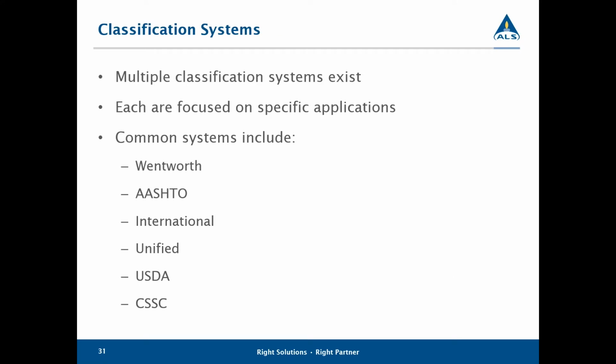When we're approaching any type of particle size analysis and trying to classify it, there are a number of different systems that can be used. Each system has its own purposes and applications depending on the client's needs. Some common systems are the Wentworth system, which was developed back in 1922, the AASHTO system, which is used for roadways and highways, the International System, the Unified System, the USDA system, and the CSSC system, which is the Canadian Soil Classification System.